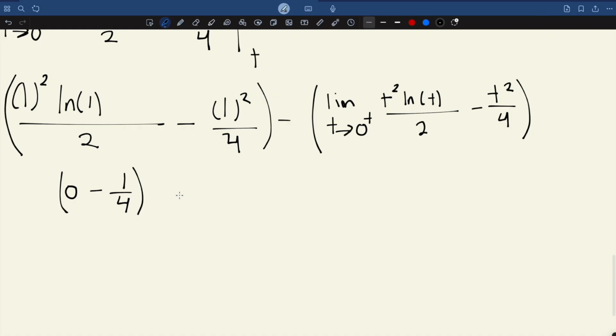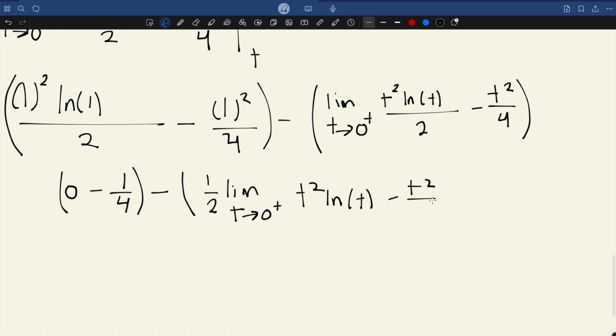All right, and minus. Okay, so now this is where L'Hopital's rule will come into play. The limit as t approaches 0 from the right of t squared ln of t all over 2. Since this is over 2, which is a constant, we can just pull out the constant here. So we have the limit as t goes to 0 from the right of t squared natural log of t minus t squared over 4.